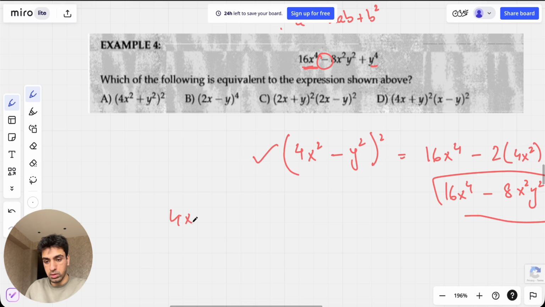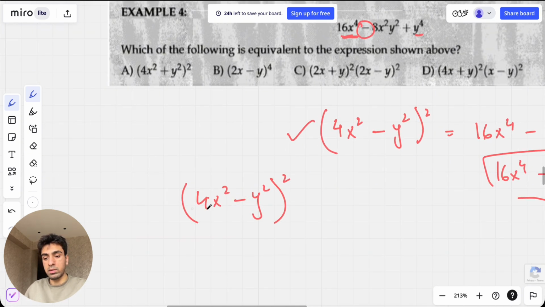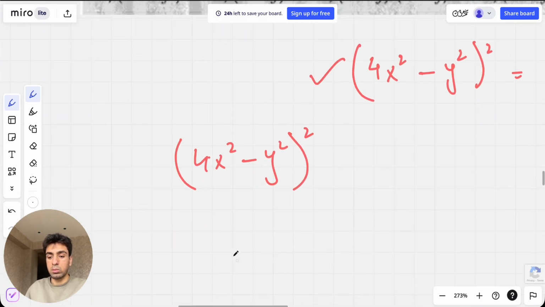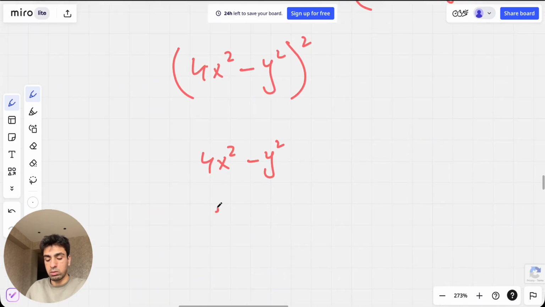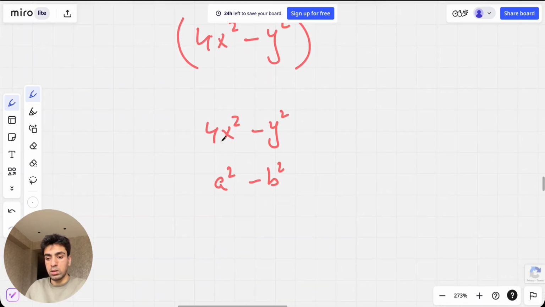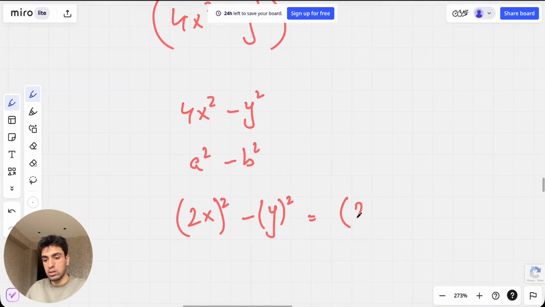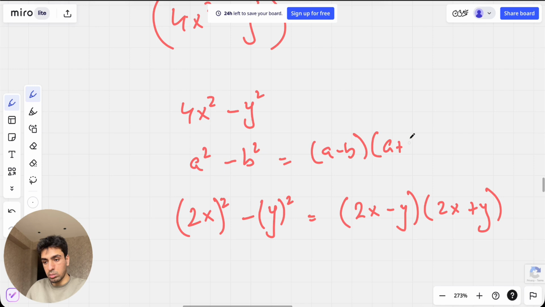We have (4x squared minus y squared) squared. Now I'm going to simplify what's on the inside. So we have 4x squared minus y squared. Again, we can write this as a squared minus b squared. If you take the root of 4x squared, that's going to be 2x. So that becomes 2x squared, and y squared becomes just y. So now we can write this as (2x minus y)(2x plus y), because the rule is (a minus b)(a plus b). So this is the same as this.